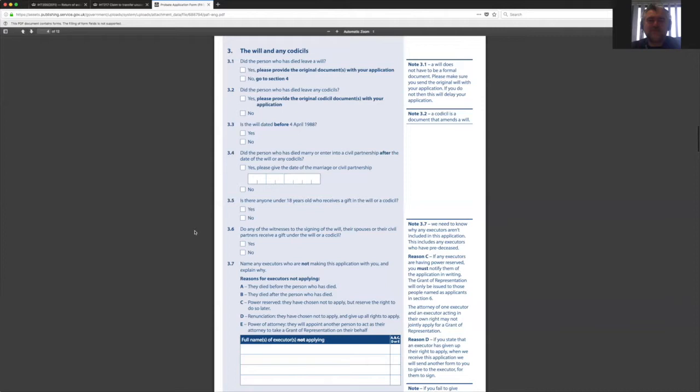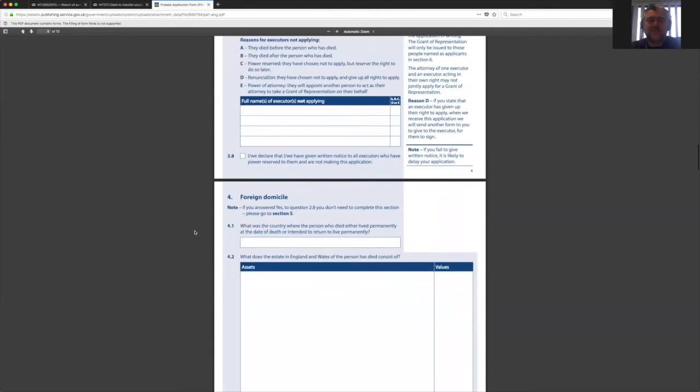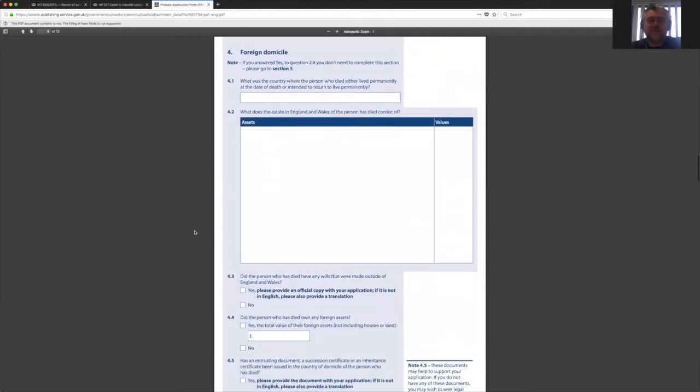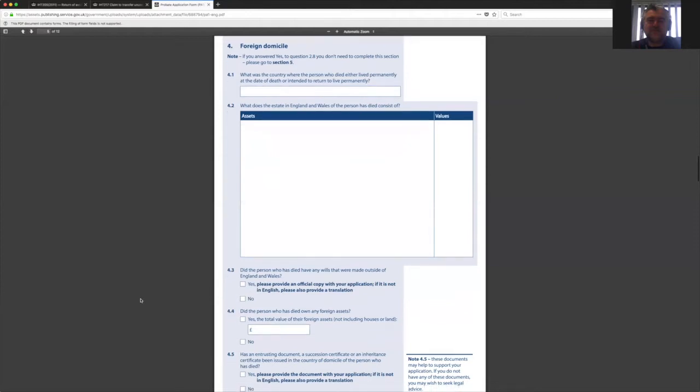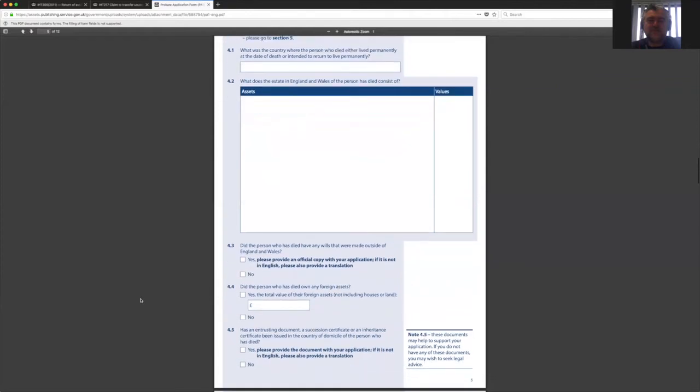Question 4 asks about a person who is based abroad. If he or she was based in the UK, then you will probably be able to ignore this question. If this question is valid, then you will need to note question 4.3. They ask for a copy of the foreign will, if there is one. 4.4, the value of those foreign assets. And 4.5, the foreign equivalent of a grant of probate.